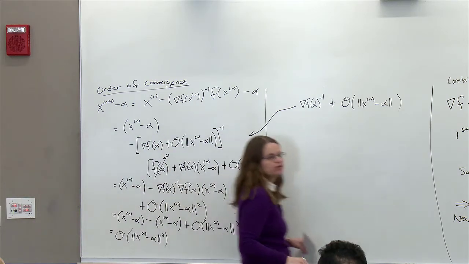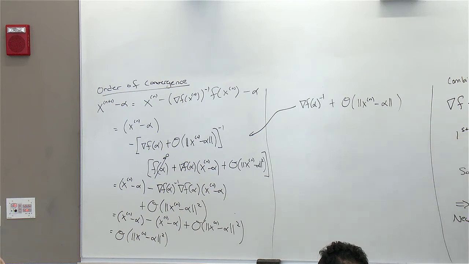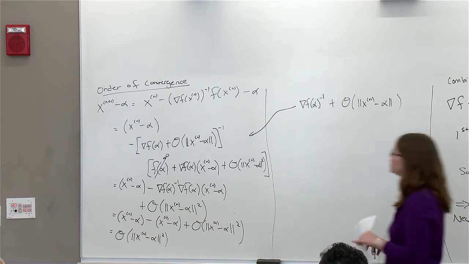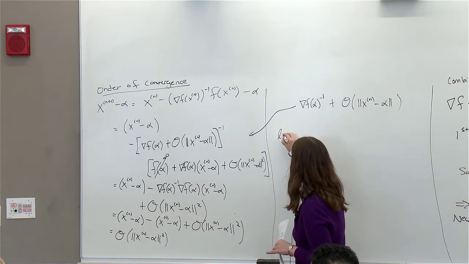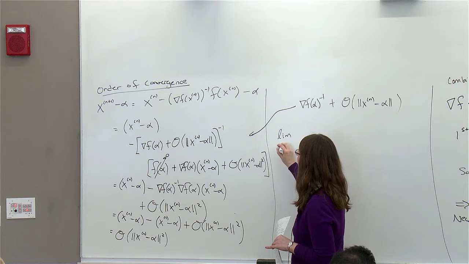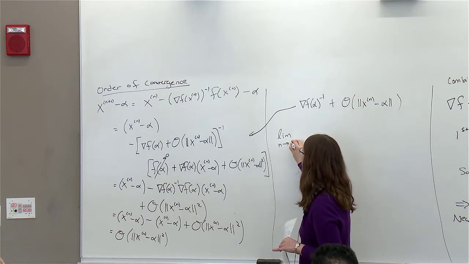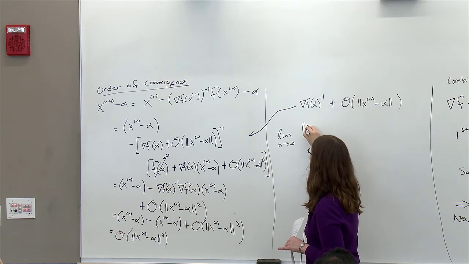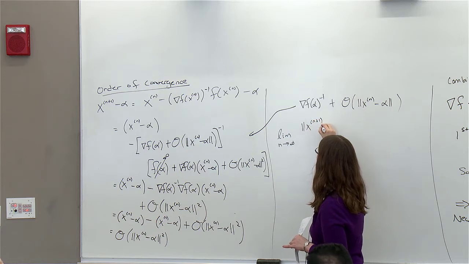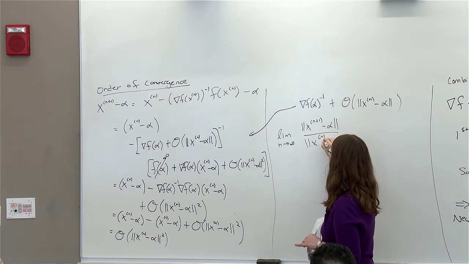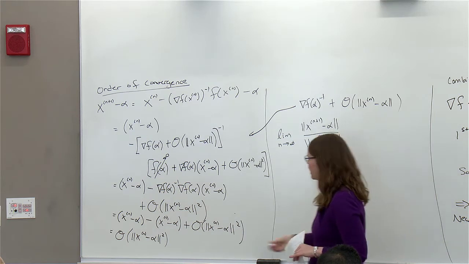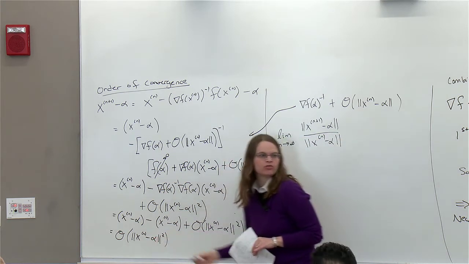Okay, so what's the order of convergence that you see here? It looks quadratic. So if we want to check the order of convergence, what do we need to look at? We need to look at the limit as n goes to infinity of the norm of xn plus 1 minus alpha over the norm of xn minus alpha to some power. And the natural power that's showing up here is a squared.